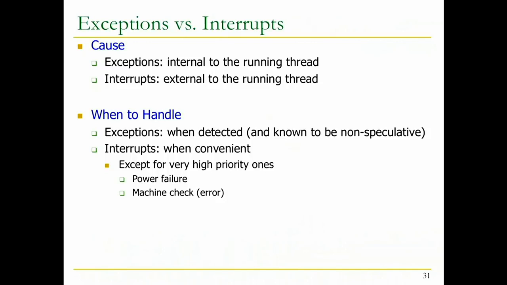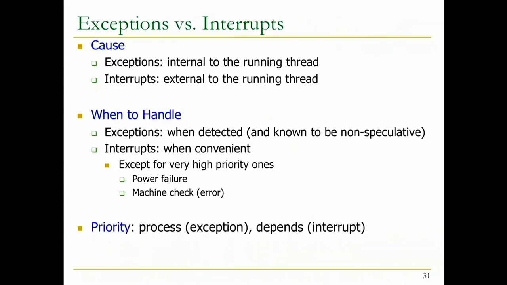Or machine check, when there's an error. Usually if there's a bit flip in memory and it cannot be corrected, there's a machine check interrupt. This is the name of the interrupt. It's called machine check. That gets generated and signals the processor. Again, this is usually a high priority one, because if there's an error in your memory, you might want to do something about it before you do something else, because you may end up reading that part, right?